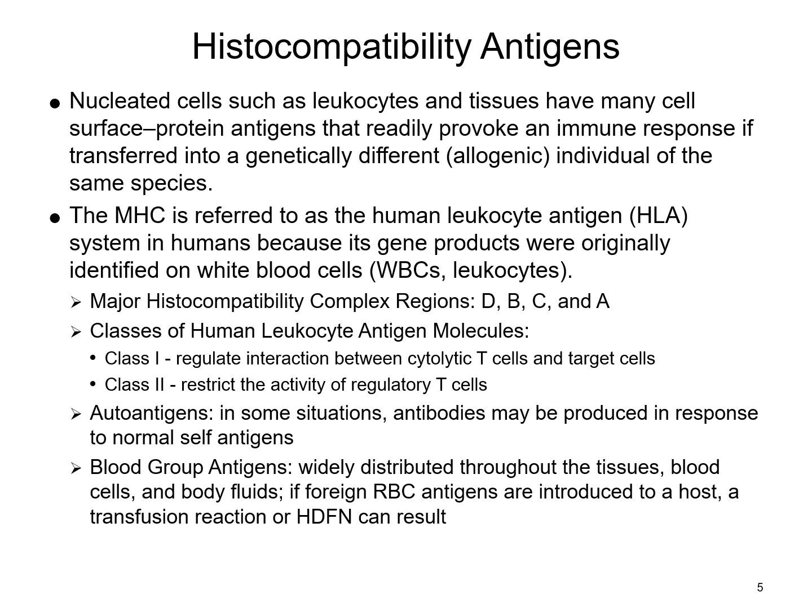The major histocompatibility complex is divided into 4 major regions, D, B, C, and A. I'm not expecting you to know a lot of detail about these, but just know that these various gene regions and locations are what they use to aid in this testing. There are 2 classes of HLAs. Class 1 regulates interactions between cytolytic T cells and the target cells, and Class 2 restricts the activity of regulatory T cells.